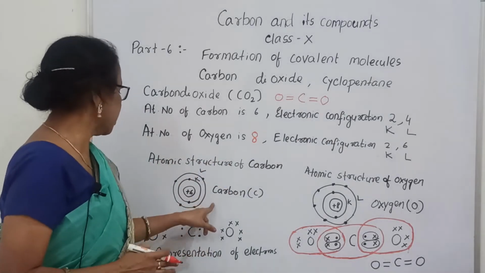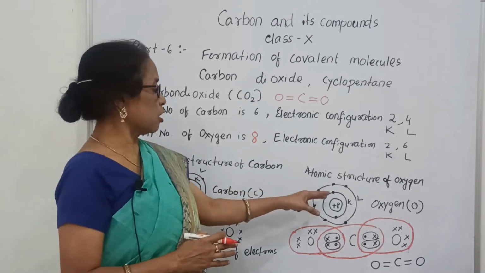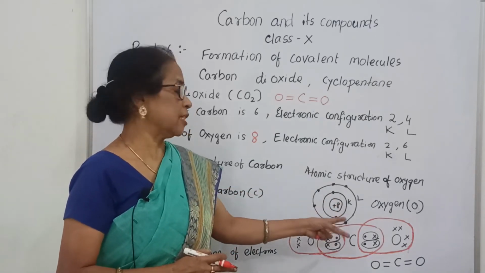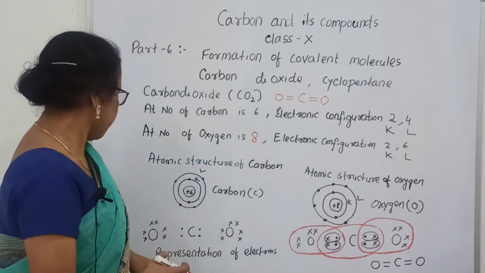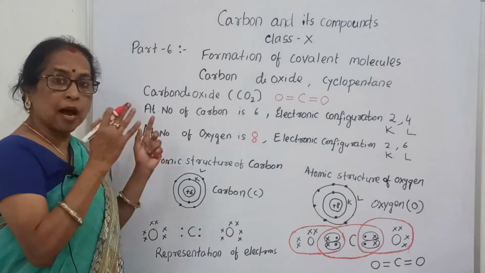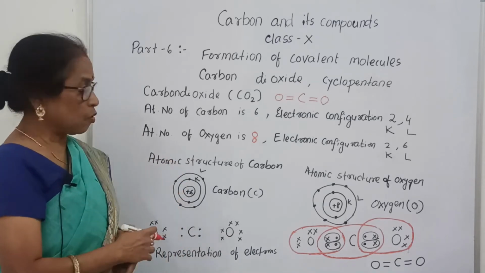Atomic structure of carbon is represented by 2 shells, K and L. And here atomic structure of oxygen is represented by 2 shells, K and L. And in the middle is the nucleus, which contains protons. And after that, the representation of the outermost shell electrons. Here the electrons are represented in the outermost shell.